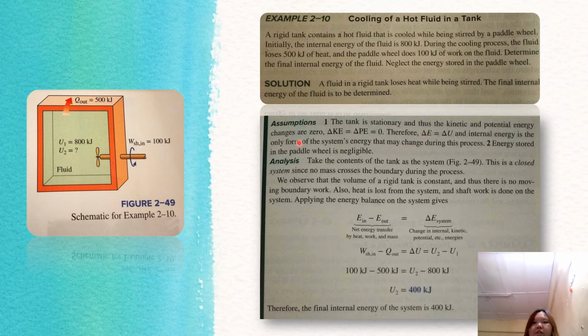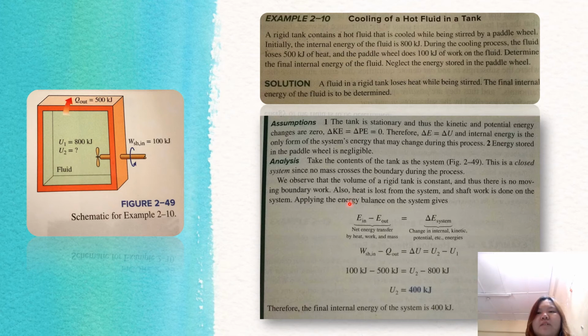So first of all, we have to make assumptions. The first assumption we make is that the tank is in stationary state. So the kinetic and potential energy changes are zero, and therefore we can get that the change in energy of the system is equal to the change of internal energy of the system. The second assumption we make is that energy stored in the paddle wheel is negligible. So from the analysis, we take the contents of the tank as a system. This is a closed system since no mass crosses the boundary during the process. We also observe that the volume of a rigid tank is constant, and thus there is no moving boundary work.